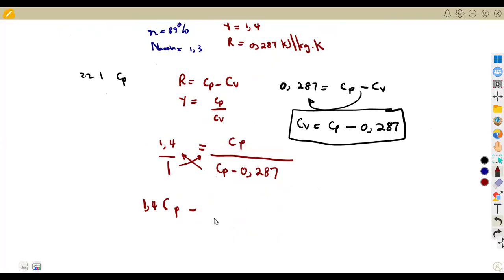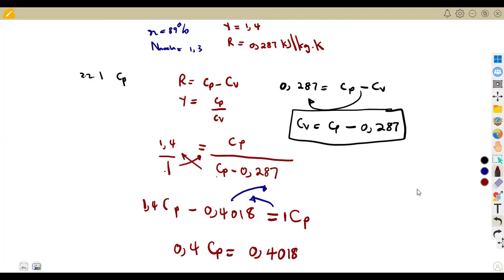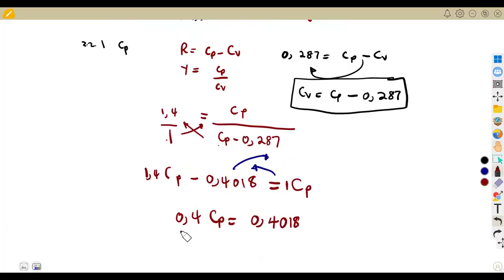It's going to be something like 0.4018. If you multiply this, this is equal to 1 times CP here, which is CP. So we can transpose the CP this side so that it becomes a negative, and the 0.4018 to the other side, it becomes a positive. So if we subtract 1.4 minus 1, it's going to be 0.4. So CP is equal to 0.4018 over 0.4. To find CP, what do you think we're going to do? Just divide by 0.4 both sides. So this is our CP, just a manipulation and playing around with the formula.